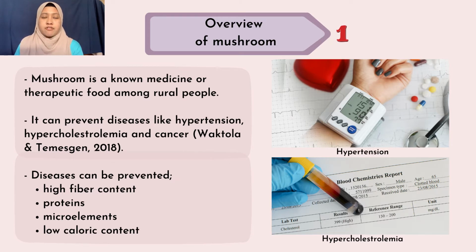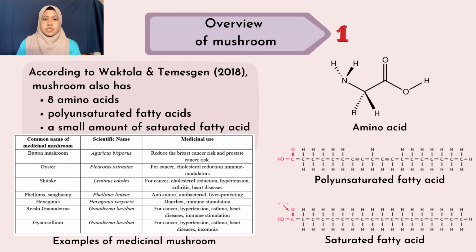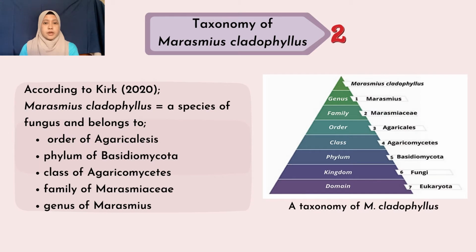As we can see from the picture attached, it shows hypertension and a laboratory test result that shows a high value of cholesterol. Mushroom also has 8 amino acids, polyunsaturated fatty acids, and a small amount of saturated fatty acid. As we can see from the table, these are examples of 7 medicinal mushrooms that have been used in medications. Next, I will talk about taxonomy of Marasmius cladophyllus.